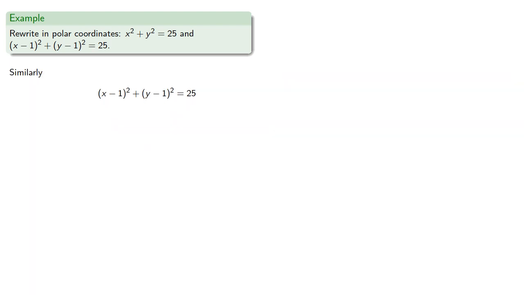And similarly, we can substitute. And again, this doesn't simplify very much.